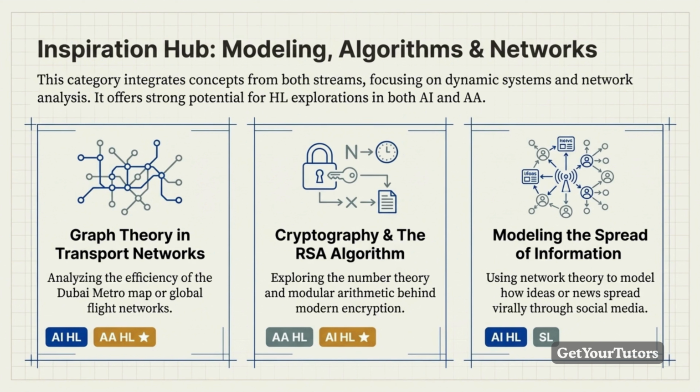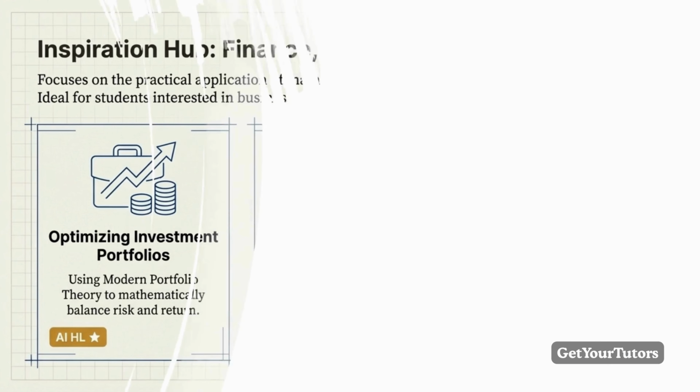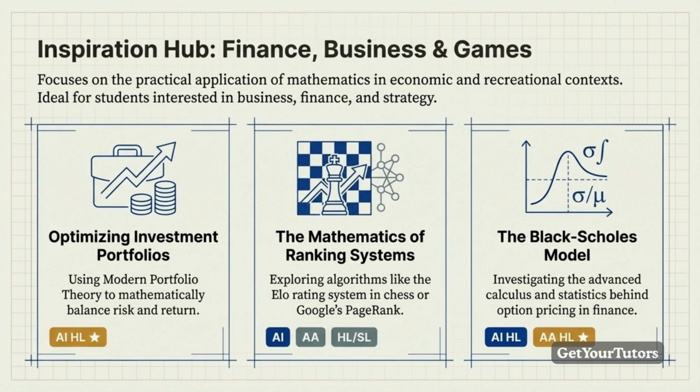This is number theory and modular arithmetic applied to modern encryption. A serious topic for either AA or AI. And finally, the Finance, Business, and Games Hub for anyone interested in economics. The Black-Scholes model. It's all about the advanced calculus and stochastic statistics behind option pricing in finance. A major HL star topic.